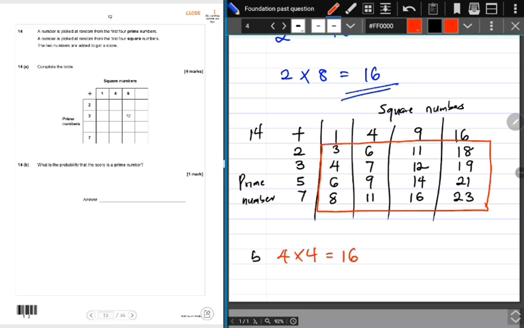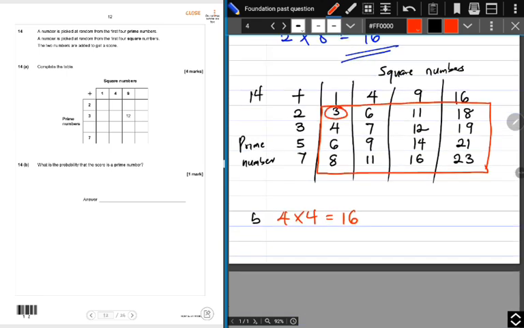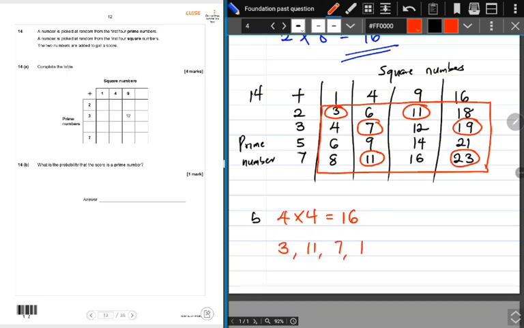Now, firstly, let's identify the prime numbers inside the grid. The first number, we have 3, we have 11, we have 7, we have 19, and we have 23. Those are the prime numbers in there. So this is 3, 11, 7, 19, 11, and 23. Now that is 1, 2, 3, 4, 5, 6. That means we're having 6 prime numbers in total.